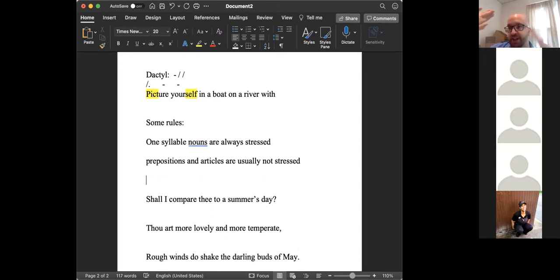Prepositions and articles are typically not stressed. So a, an, and the, then your preposition words, right? From, where my old eighth grade English teacher used to say, where can a cat go, right? To the bed, right? To the milk bowl. So preposition words are not stressed. One syllable nouns are always stressed.